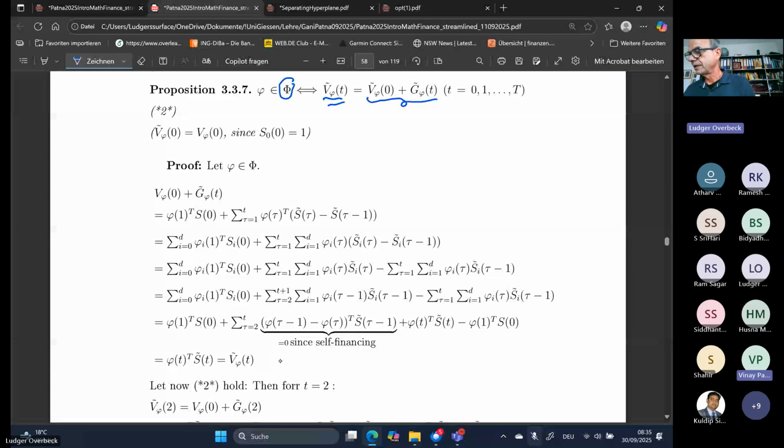Excuse me, sir. Sir, yeah. I have one more question. Sir, is it possible to have an arbitrage opportunity in a self-financing portfolio?